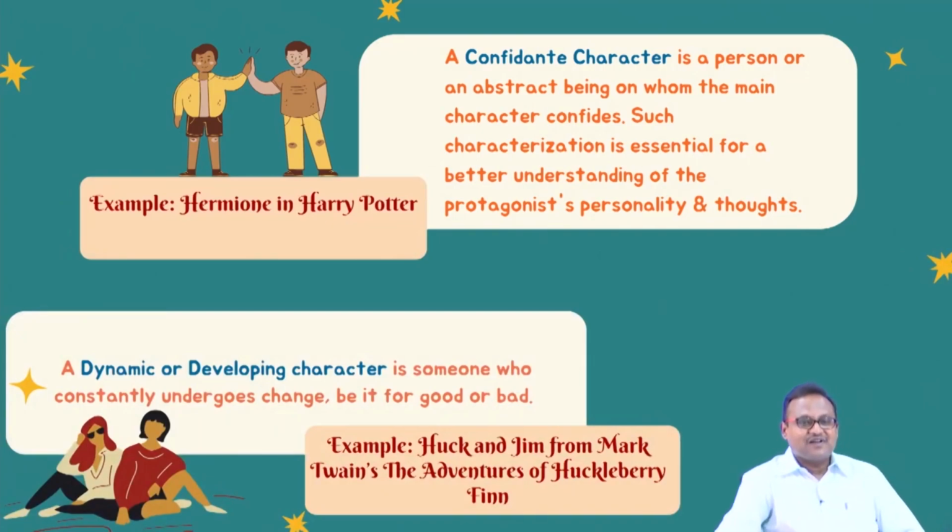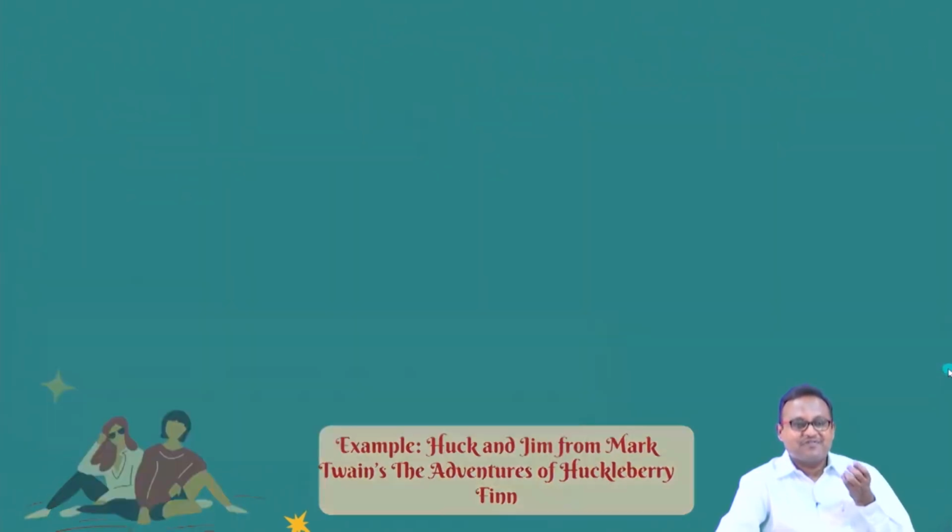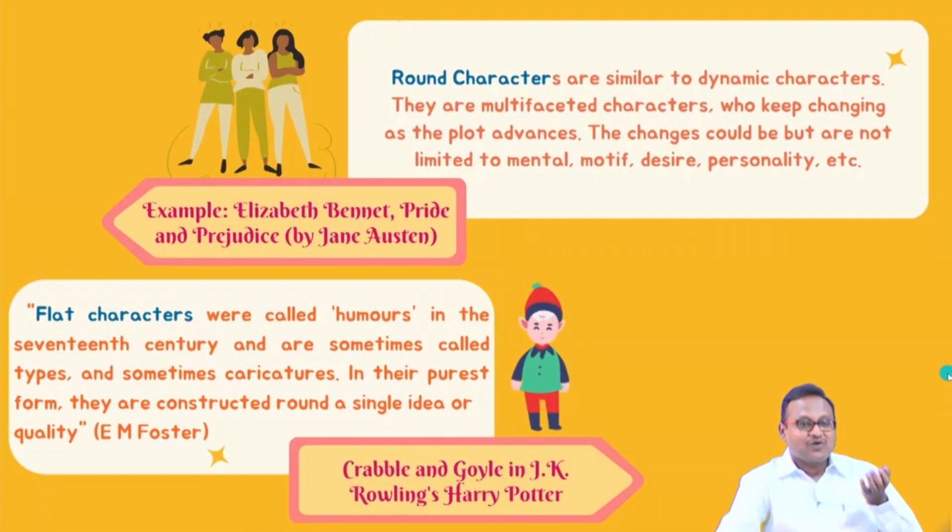Here are some examples of confidante characters and dynamic characters. In fact, we have taken it from the Harry Potter novel series. Hermione for instance or Ron for instance, they are confidante characters, they are close friends of Harry. Harry confides in both these characters, therefore we get to know what Harry is thinking, what Harry is planning and all that. You have a dynamic character or a developing character. Harry Potter himself is an example for that. He is also an example for a round character.